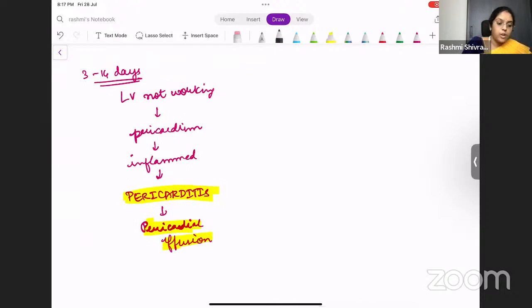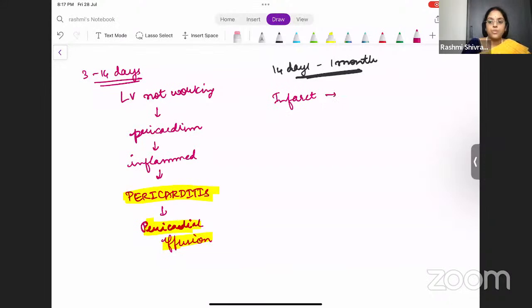So next, what happens less than 1 month? 2 weeks to 1 month, 14 days to 1 month. What happens in the first month? What happens to this infarcted tissue? The body tries to get accustomed to this. It tries to remodel the heart. So what does this do? There is granulation tissue formation.